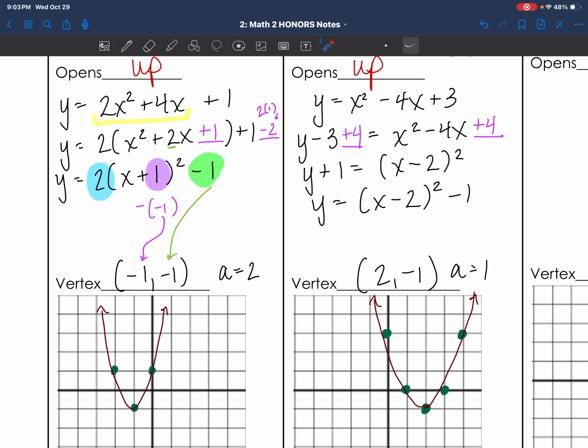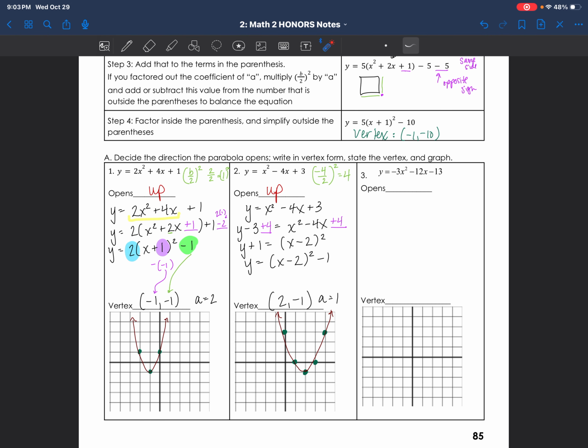And just for graphing, we said A equals 2. And then when you're doing this, remember, plot your vertex. And since A is 2, you're going to go over 1, up 2. Over 1, and then would be 3, which would be up 6. And then continue the same on this side. All right. And lastly, we said we're going to open up because A is positive.